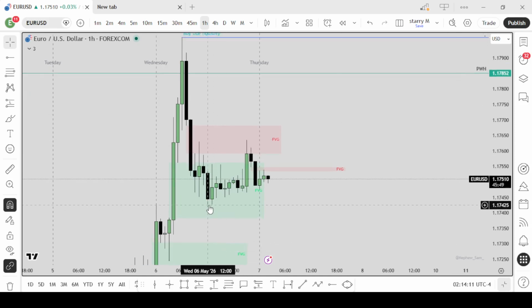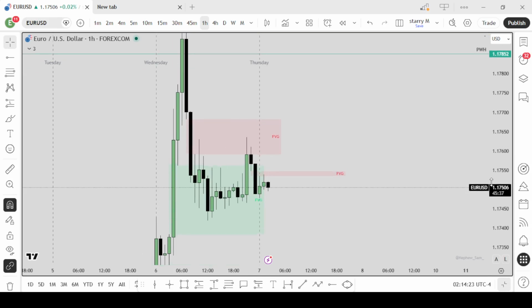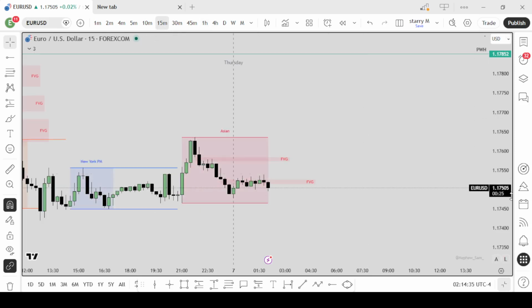You can see we are making higher lows. It's just like a trend line. This low is higher than this, and this low is higher than this. And even though we are currently forming fair value gaps, we just have to be patient for the lower time frames to align, and then now we can look for a trade.